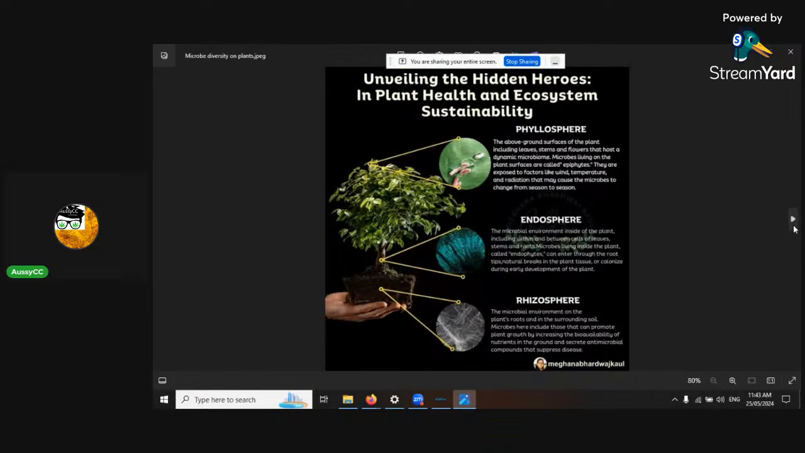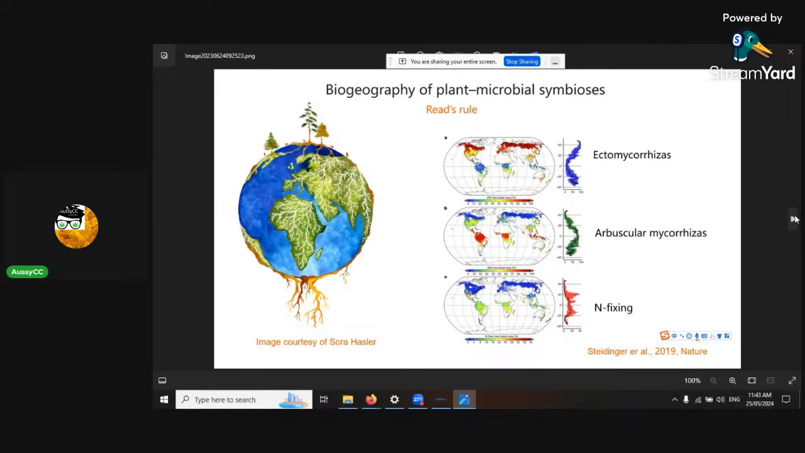These other beneficials. Unveiling the hidden heroes in plant health and ecosystem sustainability, in three different areas of the plant. So the rhizosphere is right next to the roots. The endosphere is inside of the plant, and the phyllosphere is from the ground upwards. It's the three different areas, and there's heaps of different groups and genuses.